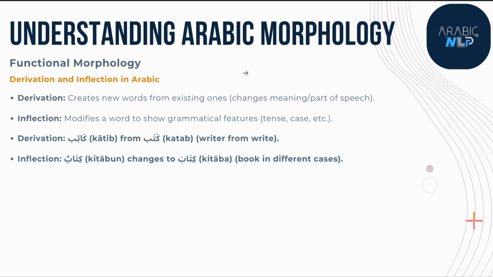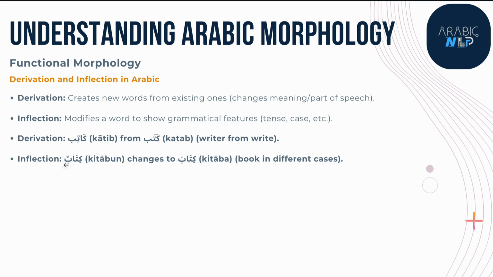Let's move to another one, which is the functional morphology, which we can group into derivation and inflection. This is a simple idea. The derivation is creating a new word from an existing one. And we have the inflection, where we modify the word to show its grammatical features, for example the tense or the case. So we have the word here, katib, which is from kataba, which means the writer.